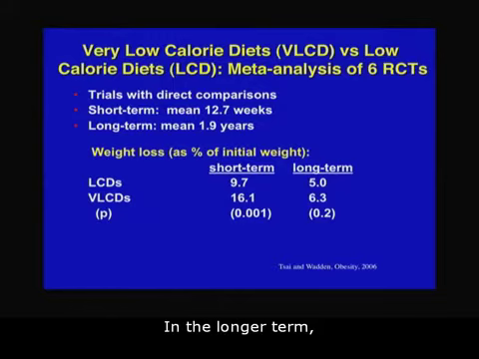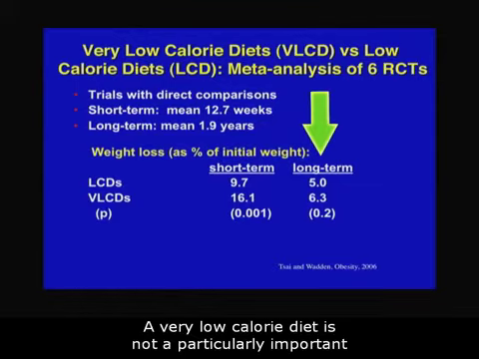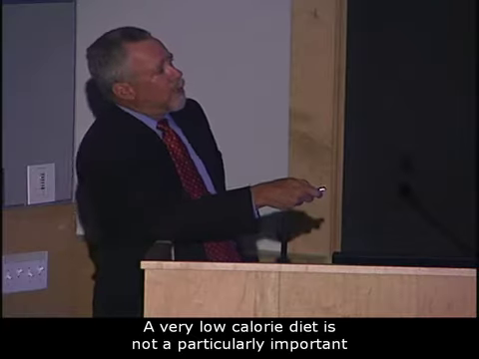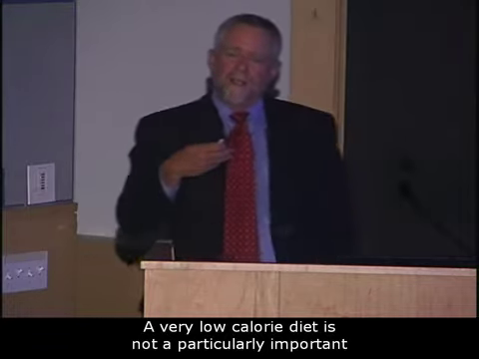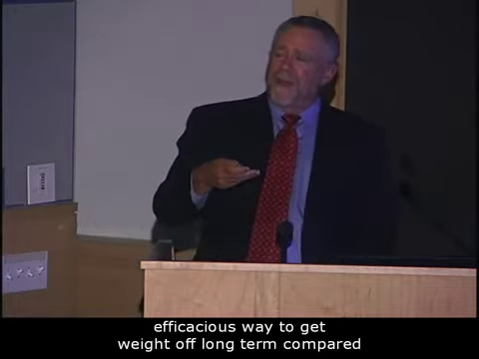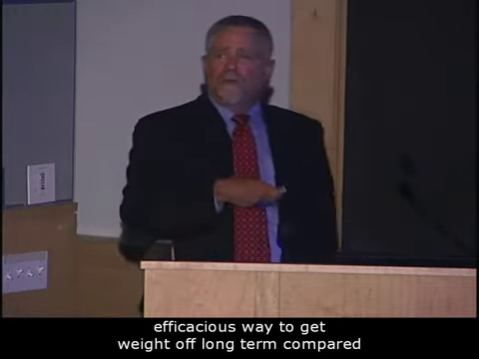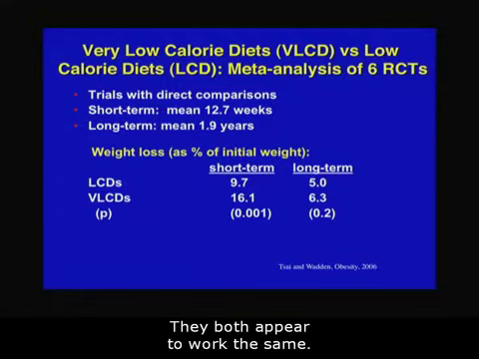In the longer term, now getting out to 2 years, and it just depends how long you follow these out, the weights come close together. So a very low-calorie diet is not a particularly important, efficacious way to get weight off long-term compared to a lower-calorie diet. They both appear to work the same.